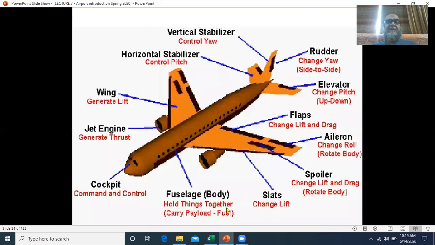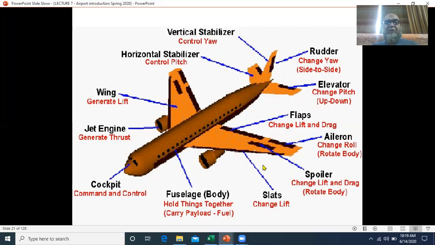So let's look at it once again, just to have a quick review of what we have studied. This portion is known as the cockpit. We can also call it command and control. Then obviously the body of an aircraft is the fuselage, holding things together, carrying payload and fuel. Then there are engines here. This is a wing. So the wing has many parts, right? Wings are for generating lift.